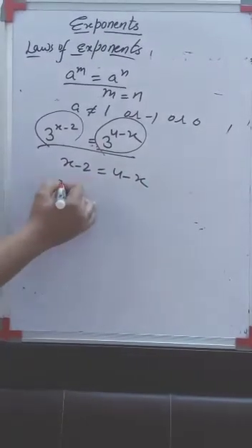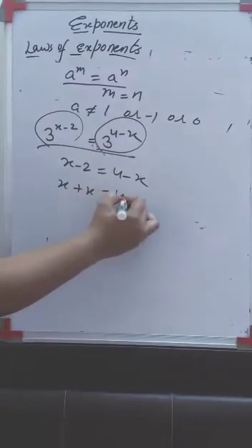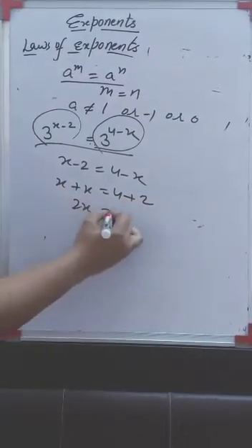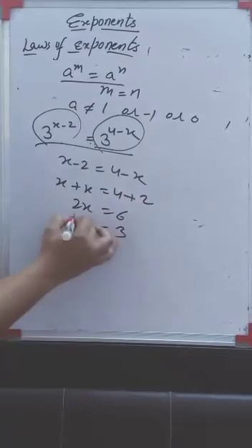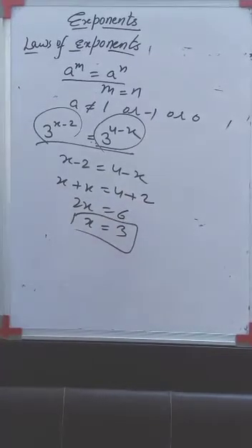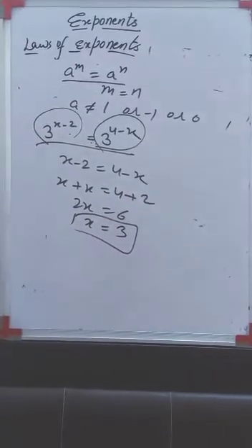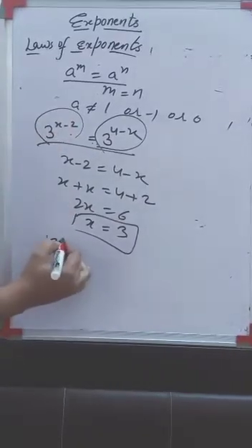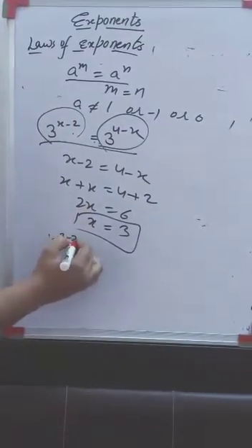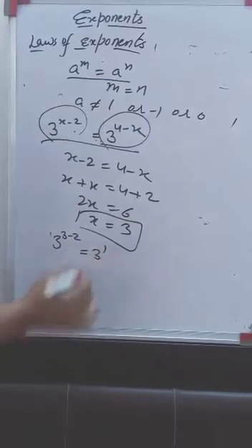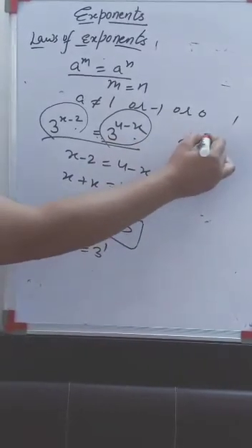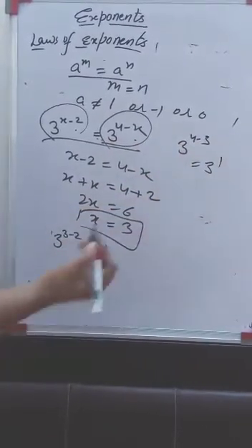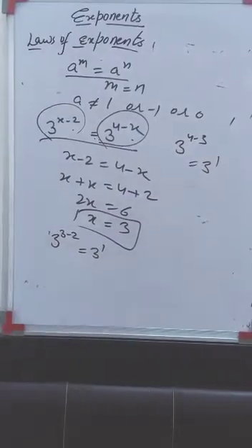So what I can do, x plus x will be 4 plus 2, 2x will be 6 and x will be 3. So in this way I can calculate this one. Even you can put the values over here. See, 3 minus 2, how much is it? 3 raised to power 1. For this, 4 minus 3, 3 raised to power 1. So your right hand side and left hand side are equal.